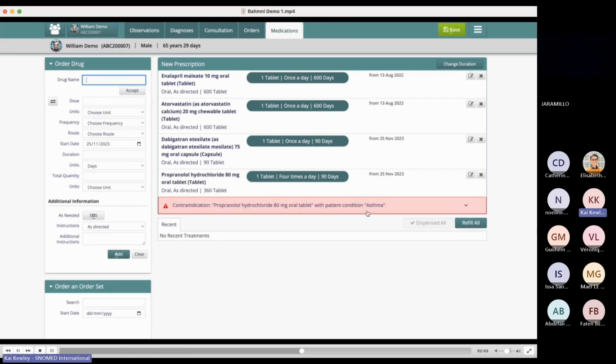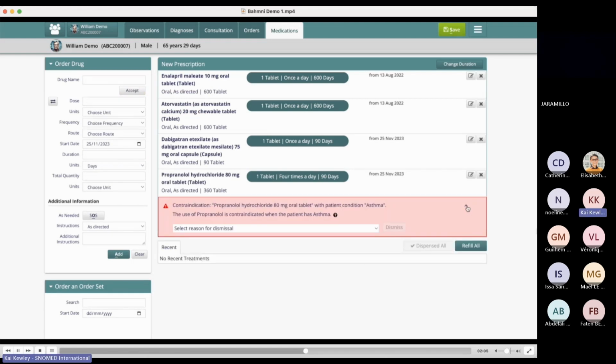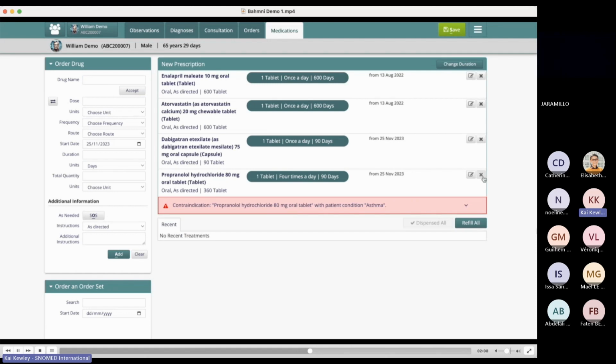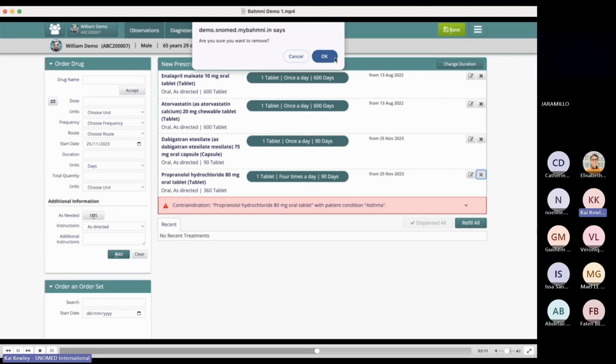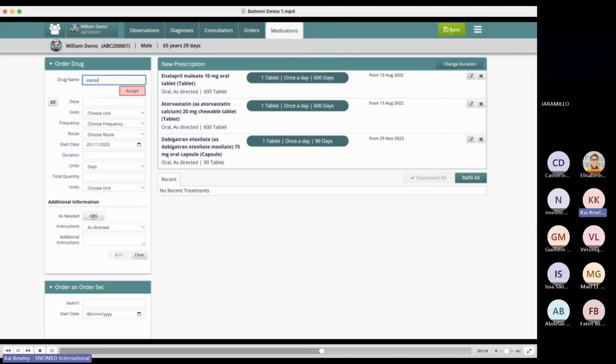Propranolol triggers a different type of alert, a contraindication in this case due to the patient's chronic asthma. This alert enables us to revise our decision and prescribe atenolol instead, a similar drug that does not have this contraindication. This alert is also an example based on a custom knowledge base, which employs the terminology server to match with content encoded in SNOMED CT.